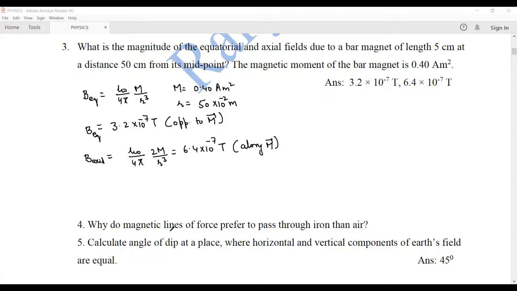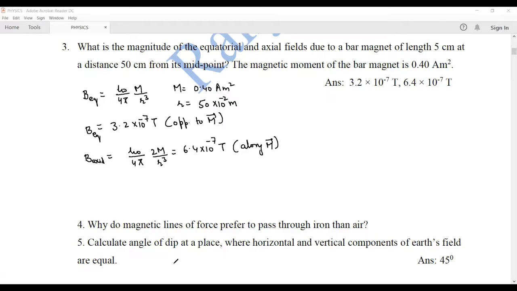Question number 4. Why do magnetic lines of force prefer to pass through iron than air? Because the magnetic permeability of iron is greater than that of air. Magnetic permeability is defined as the extent to which the magnetic field lines can pass through a specimen. So more magnetic field lines can pass through iron as compared to air because its permeability is more.